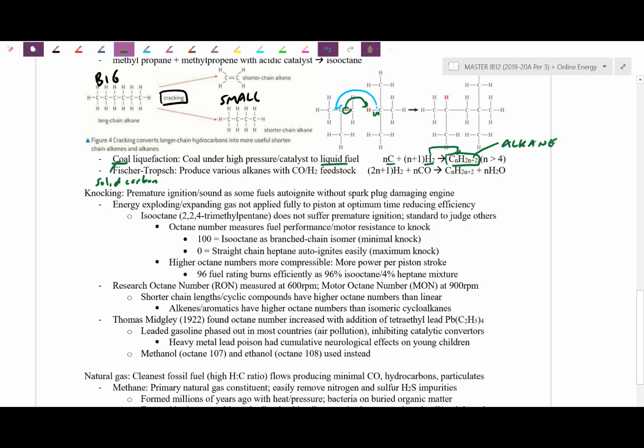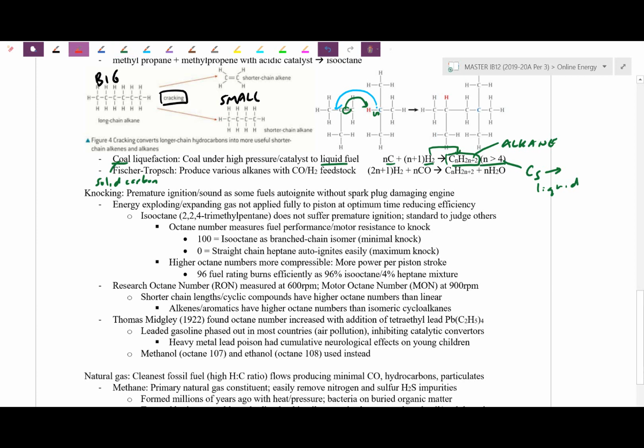And the reason why they specify here n greater than 4, remember, only after butane, let's say C5 and onwards, these ones here are actually liquids under our regular exposure. C1 to C4 are still gases. That wouldn't be coal liquefied. That would be more so coal that's been gasified. There's an example of that one there.